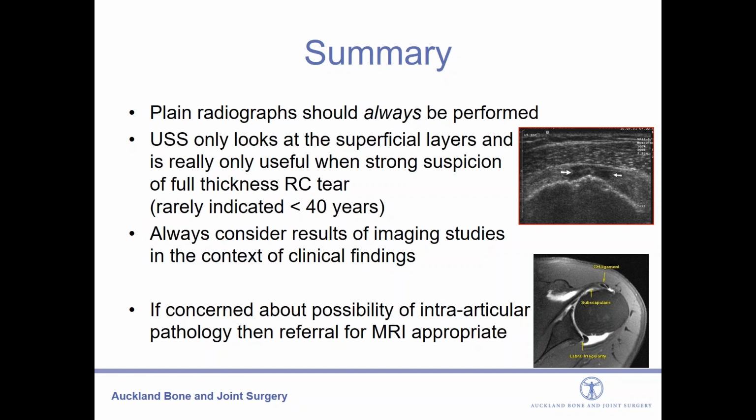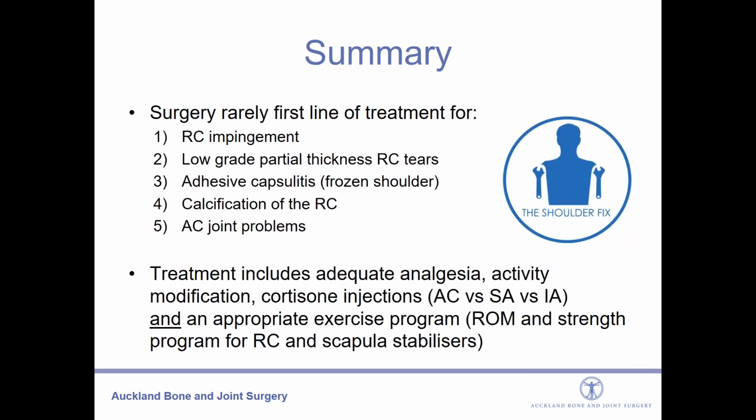It may not be relevant at all to the patient you have in front of you. And if you feel it's appropriate, refer for an MRI. Lots of things that we prefer not to operate on. As I've said, impingement problems, low-grade partial tears, calcification, frozen shoulder in particular. And treatment is not just thinking, oh, let's give them a subacromial injection and they'll be right. Think about the other things, modifying the patient's activities, an appropriate exercise program.